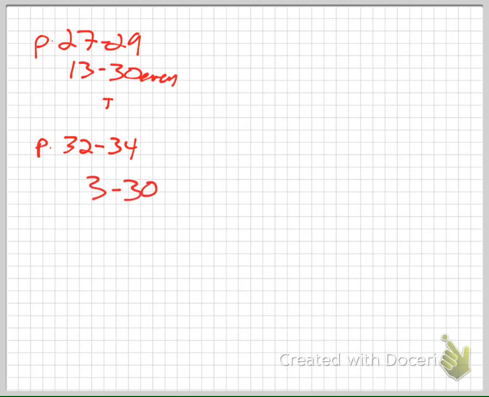3 through 30 even. That might not be true. Let me look. I think it might be 13. I might have written it down wrong. No, it is 3. Okay, so there is your assignment. No, one big assignment is fine. One giant assignment is fine.